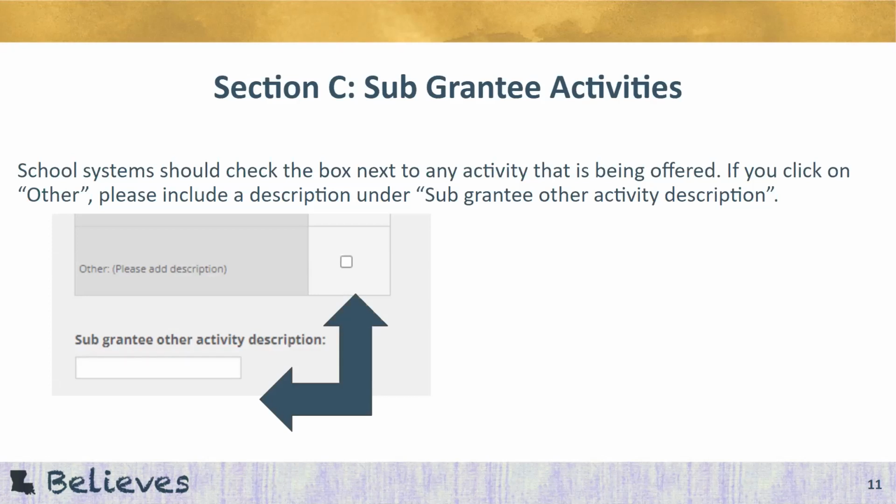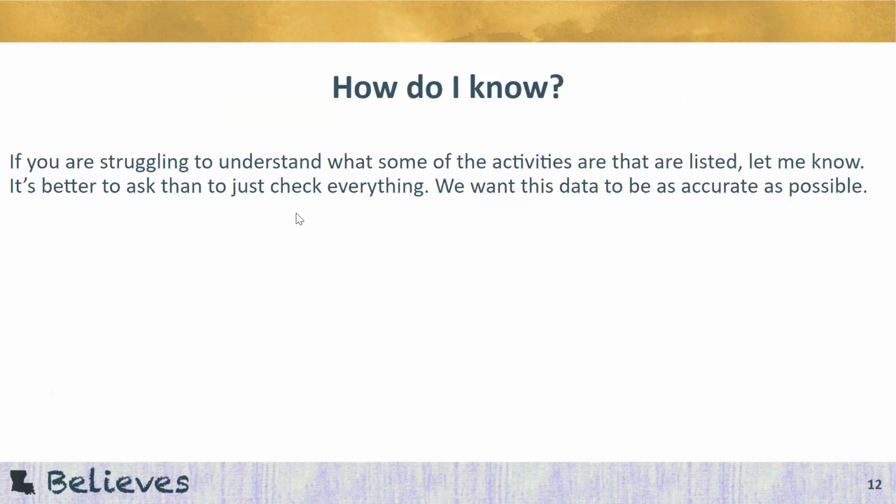I know we tend to be educators, and we want to check everything. We're like, oh, well, I have Eliza who works with that one kid and does this, so I guess that means we're doing this. Be a little reasonable with those descriptions, okay? And like I said, if you have questions about that, email me and let me know, and we'll investigate it together. If you're struggling to understand what some of the activities are, let me know. It's better to ask than to just check everything. We want this data to be as accurate as possible.